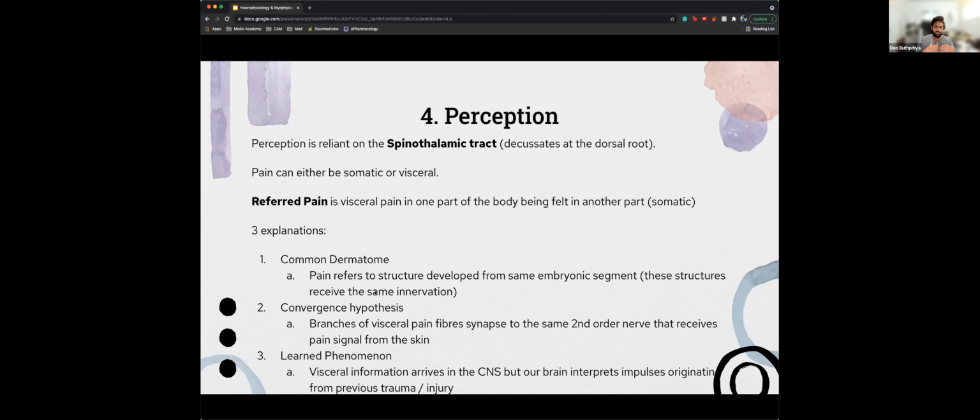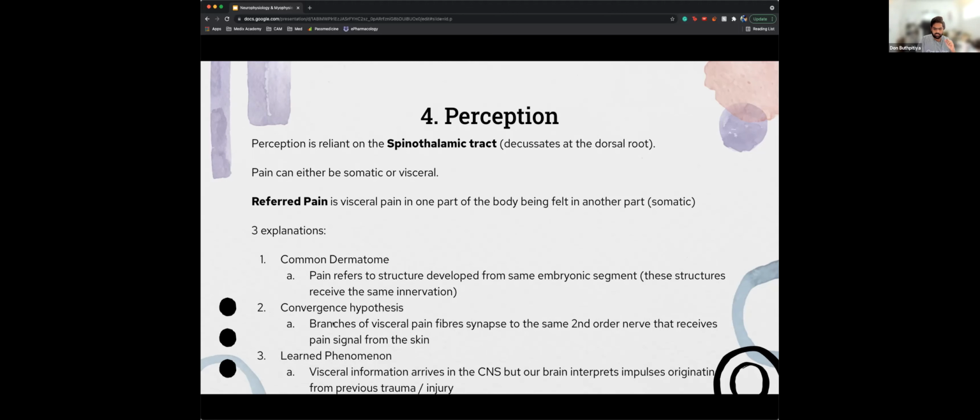So for example, our diaphragm, it's another muscle in your body. It's derived from C3, C4, C5. And the way I remember it is, Michelle has a really nice way of remembering it. But basically, any irritation in the diaphragm you might feel in the C3, C4, C5 areas.